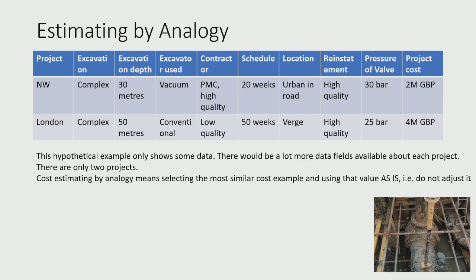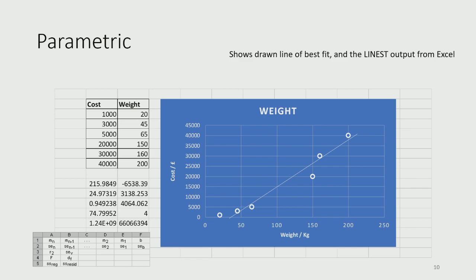There's a similar costing system for missiles. If you're estimating the cost of a missile for MBDA, then what you would do is look at your database of missiles, and they're all so different and complex, you would pick the most similar one, and that would be your estimate to the MOD. But you'd be clear that there's a lot of uncertainty in this estimate. So you could use analogy, but it won't be very accurate.